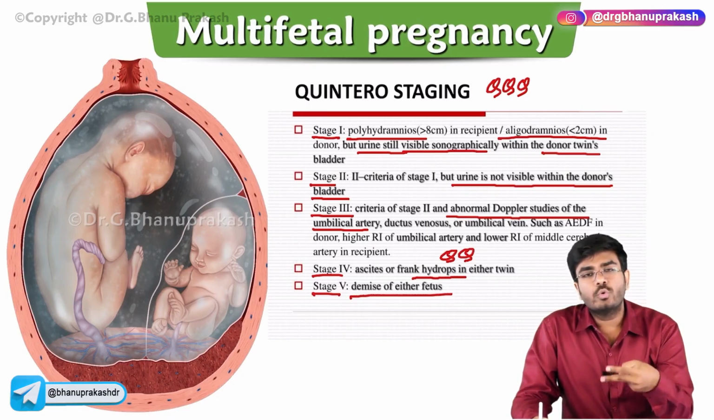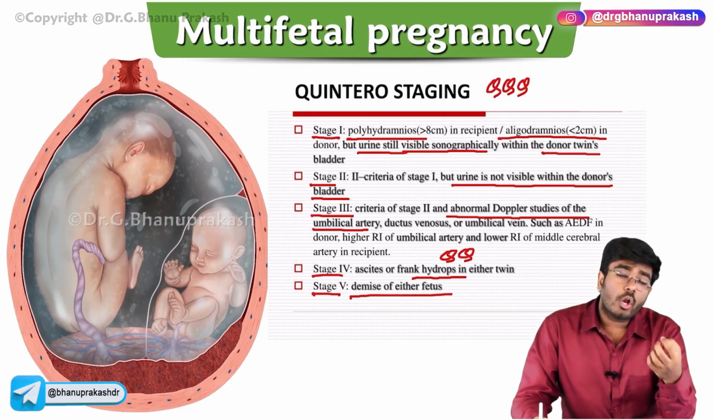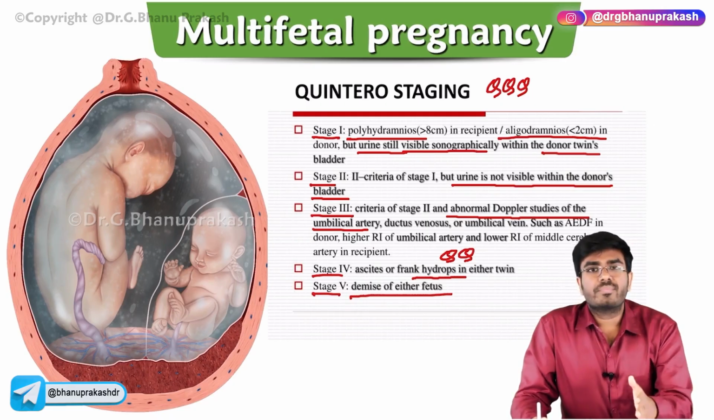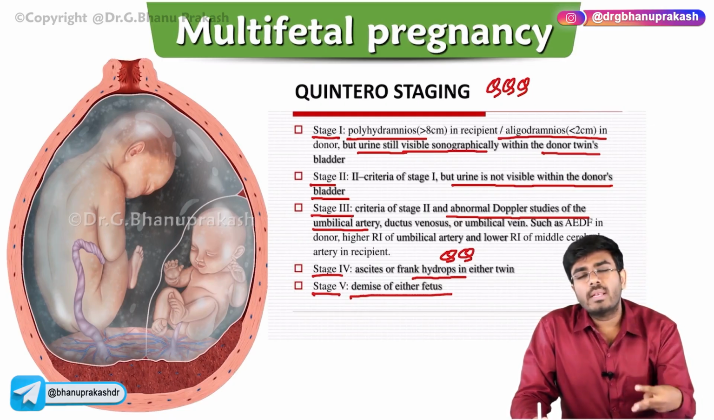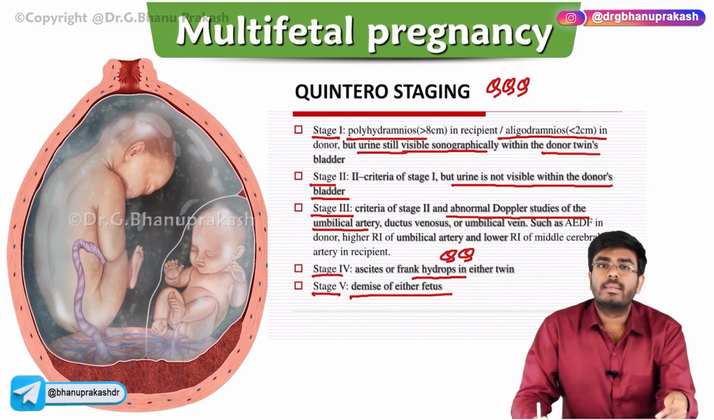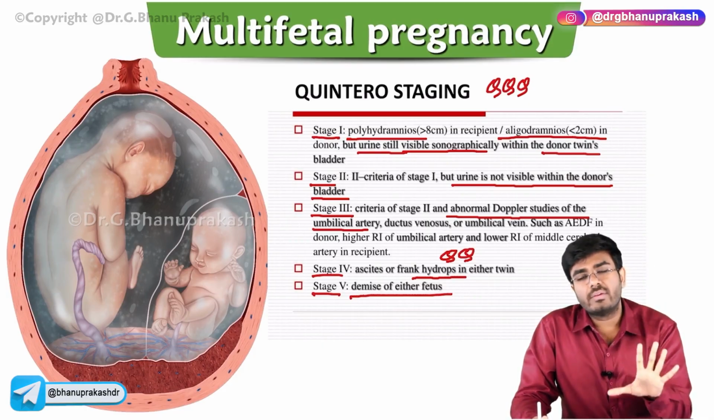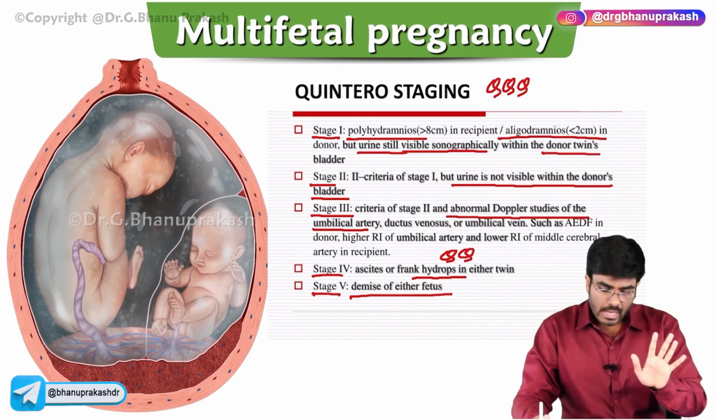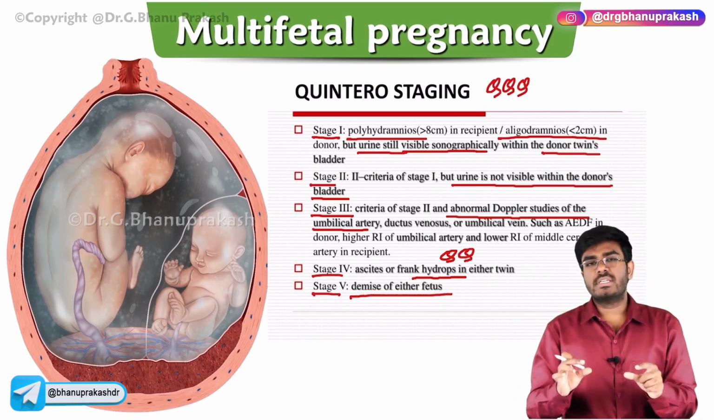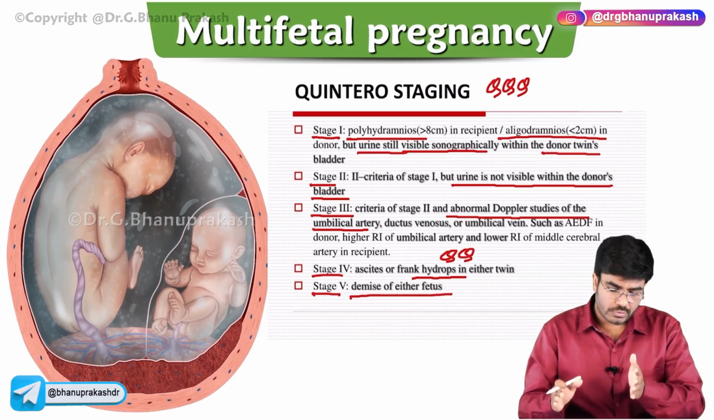In stage 2, the bladder is not visible in the donor twin. Stage 3, abnormal Doppler findings will be seen. Stage 4, hydrops will be seen. In stage 5, death of either of the fetuses. This is what Quintero staging is. Just remember, Quintero staging is done for twin transfusion syndrome.